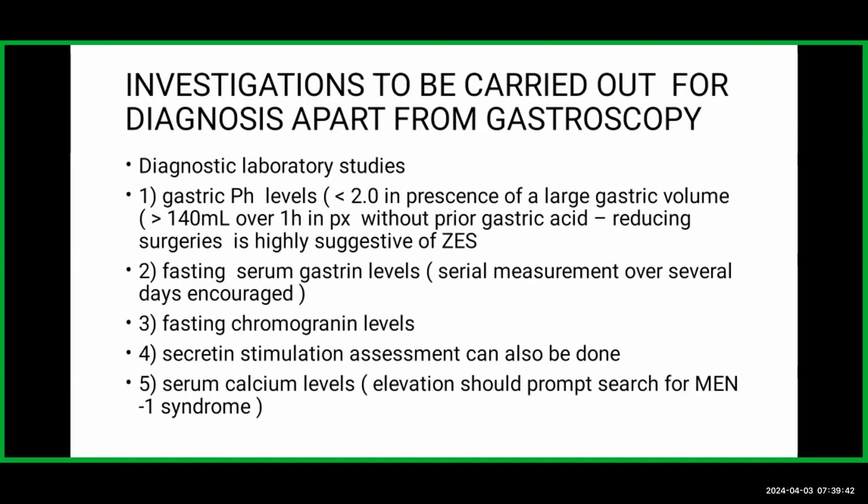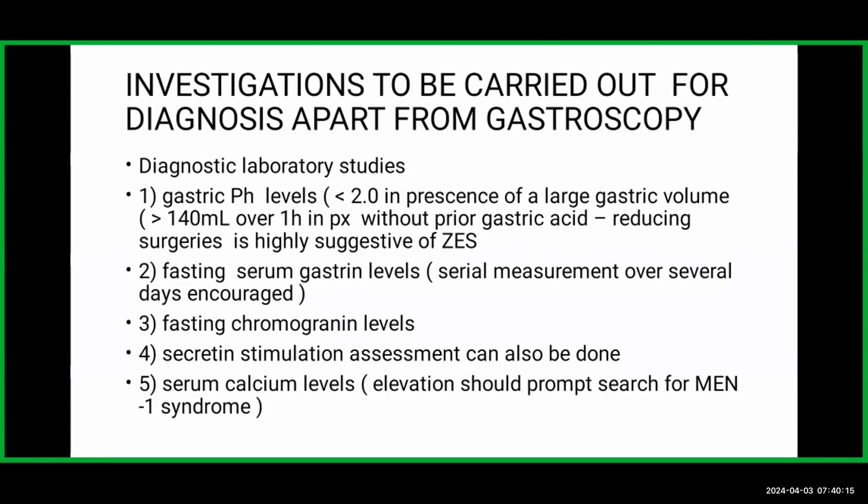So the investigations that can be carried out include: one, the gastric pH level can be assessed. A value of less than 2.0 in the presence of a large gastric volume of greater than 140 ml over 1 hour in a patient without prior gastric acid reducing surgery is highly suggestive of Zollinger-Ellison syndrome. Then fasting serum gastrin levels, with serial measurement over several days, can also be used. Fasting chromogranin levels can also be assessed.